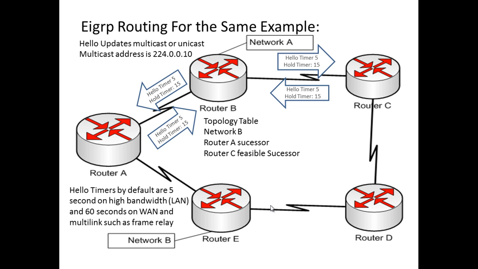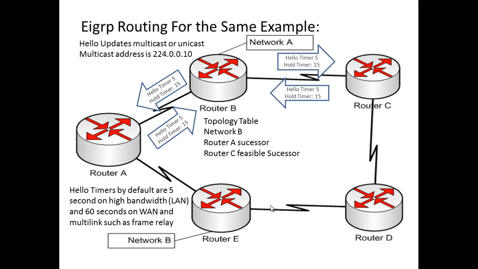One more thing, we can say that EIGRP uses multicast for the updates and the hello timers, which can be multicast or unicast. Multicast is through the address 224.0.0.10, and unicast it can be by using static EIGRP neighbors, and we'll show this in the future.